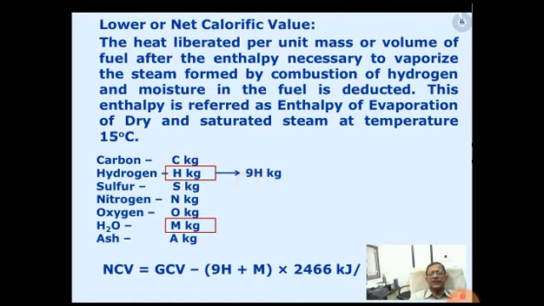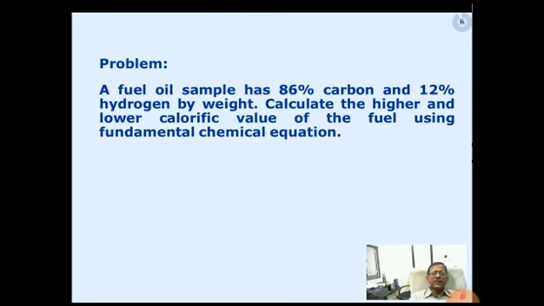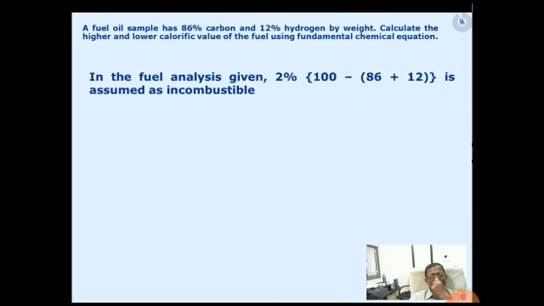So let us first deal with this with a particular problem. The problem says the fuel sample has 86% carbon and 12% hydrogen by weight. Calculate the higher, that is GCV, and the lower calorific value, that is NCV, of the fuel using the fundamental chemical equation. Now, as I told you, in a percentage analysis, first I total it, and I see whether it is coming to 100 or not. In this case, it is not coming to 100. There will be some 2% which is unaccountable. So in our answer sheet, the first thing we write is assuming 2% as non-combustible.